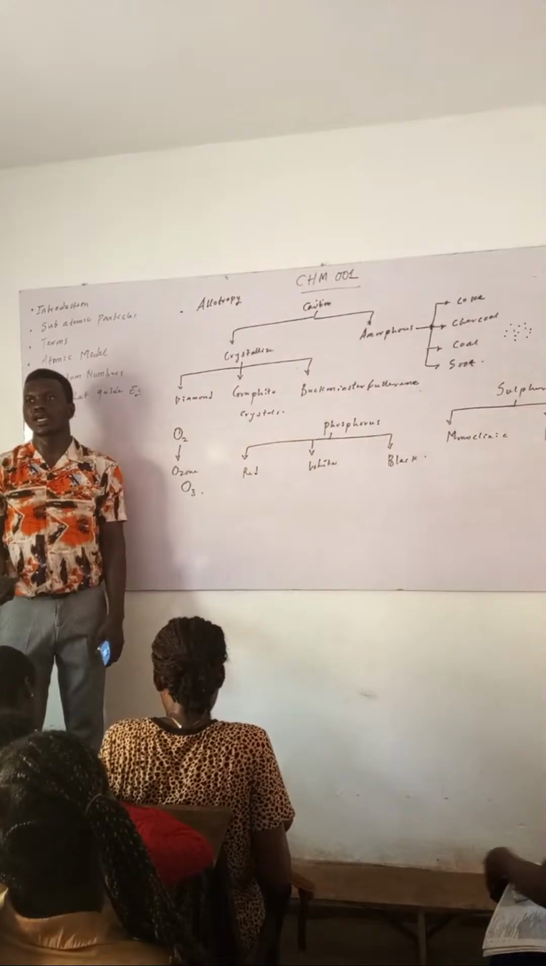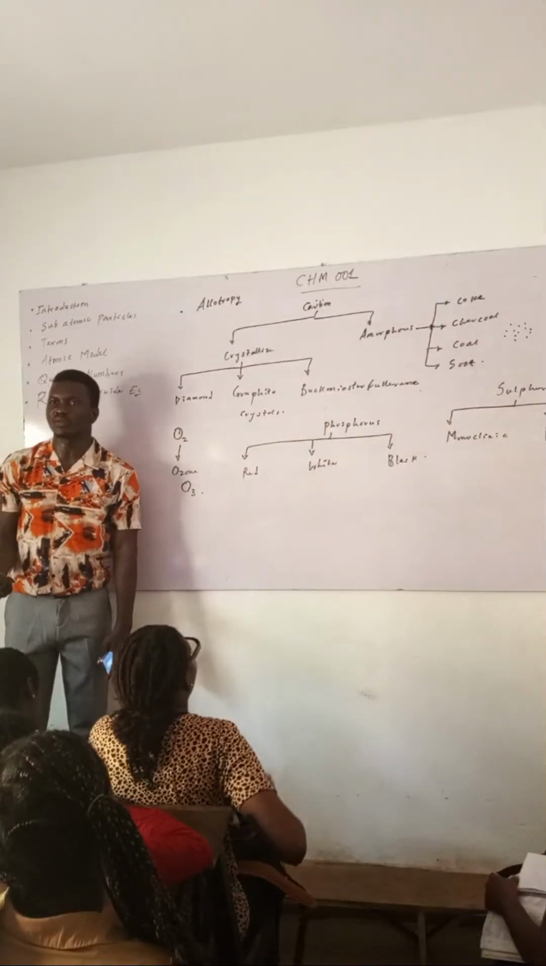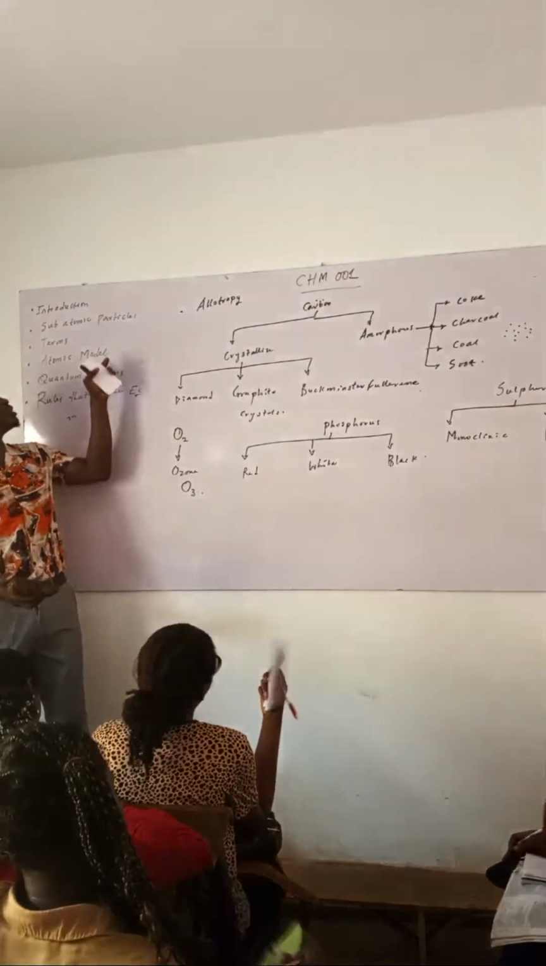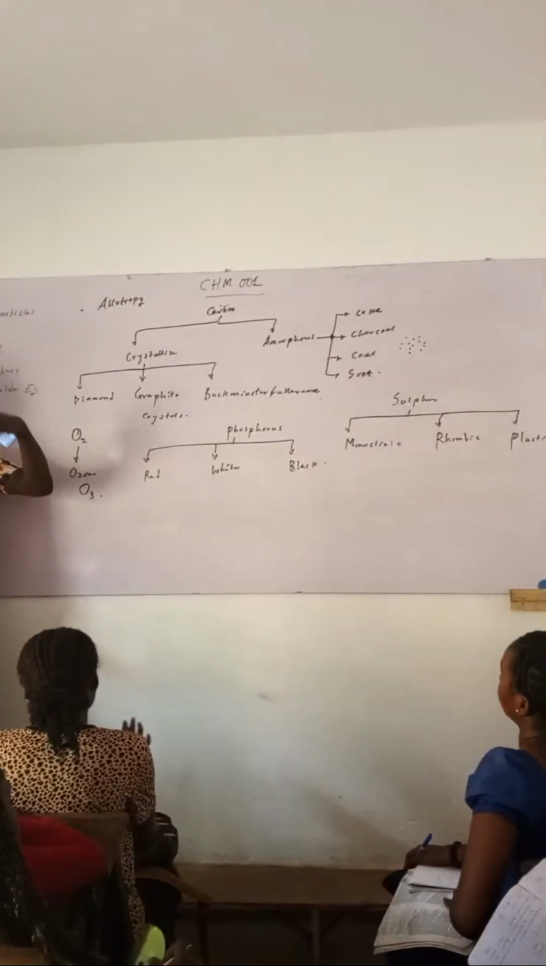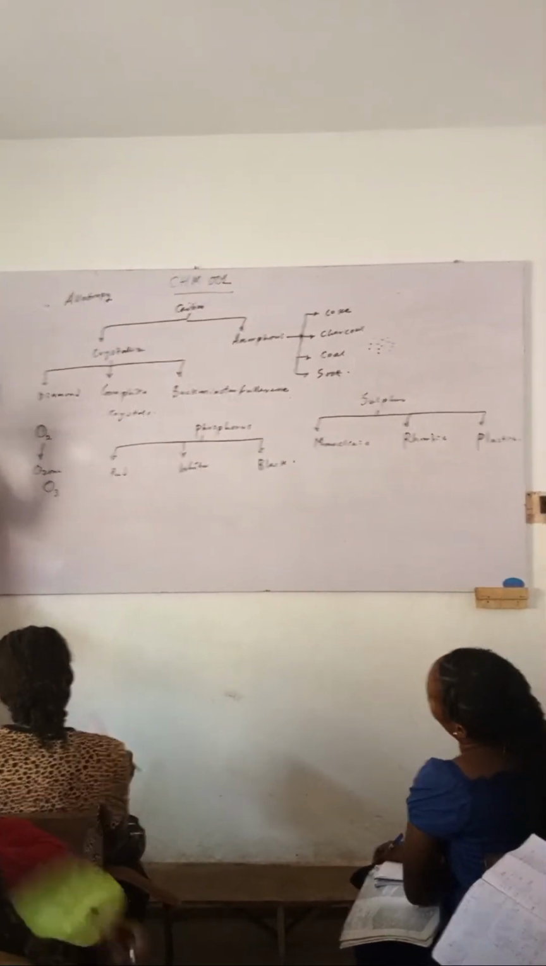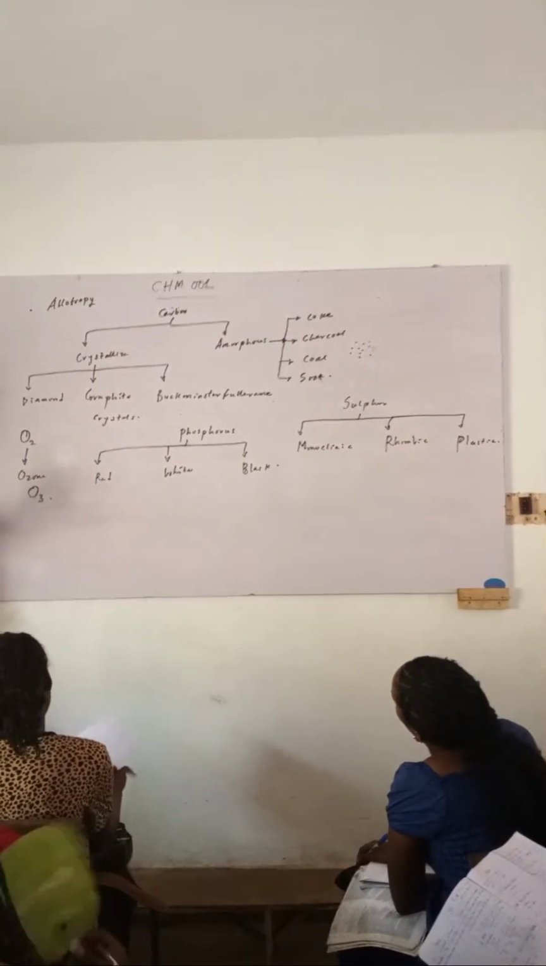So please don't forget those terms we just finished talking about. The atomic model is about the work of all those scientists on the structure of the atom.